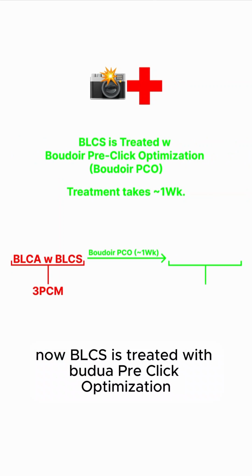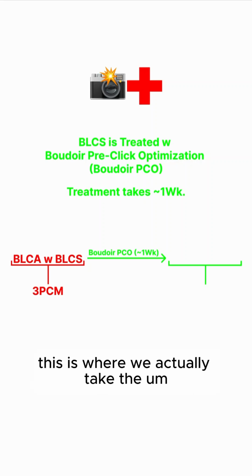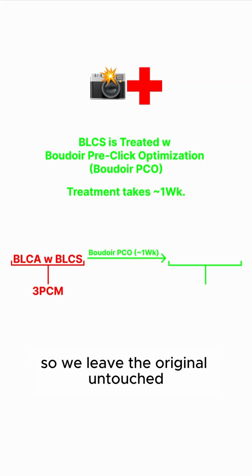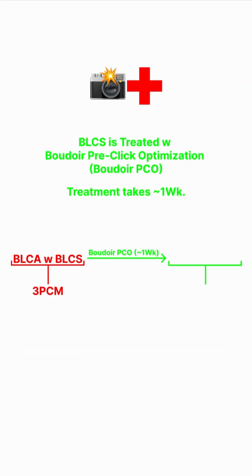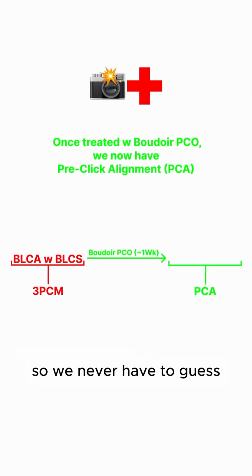Now BLCS is treated with Boudoir pre-click optimization, aka Boudoir Pico. And treatment takes about a week. So we invented this. This is where we actually take the Boudoir Facebook ad, we duplicate it. So we leave the original untouched. We duplicate it, and we treat it with Boudoir Pico. And at the end of a week, we keep whichever one running has the best metrics. So we never have to guess.